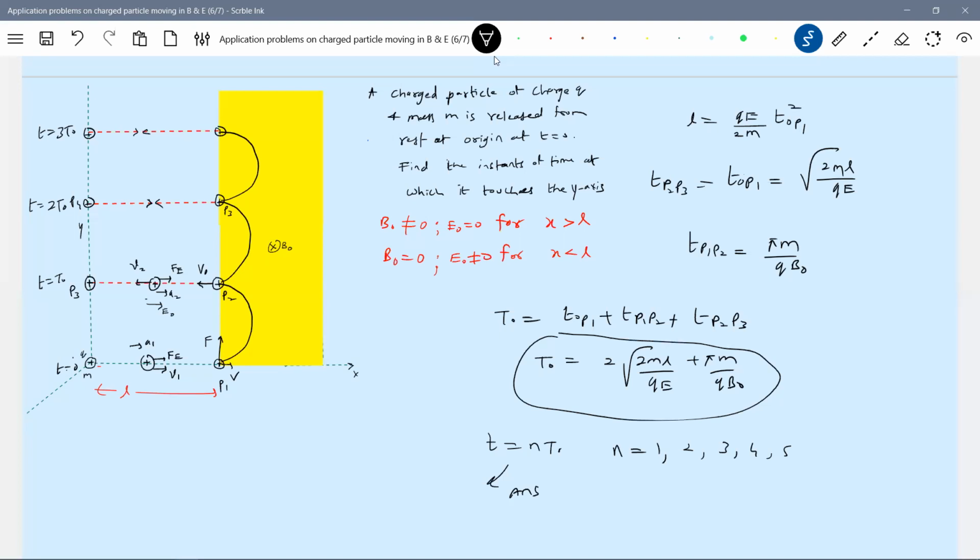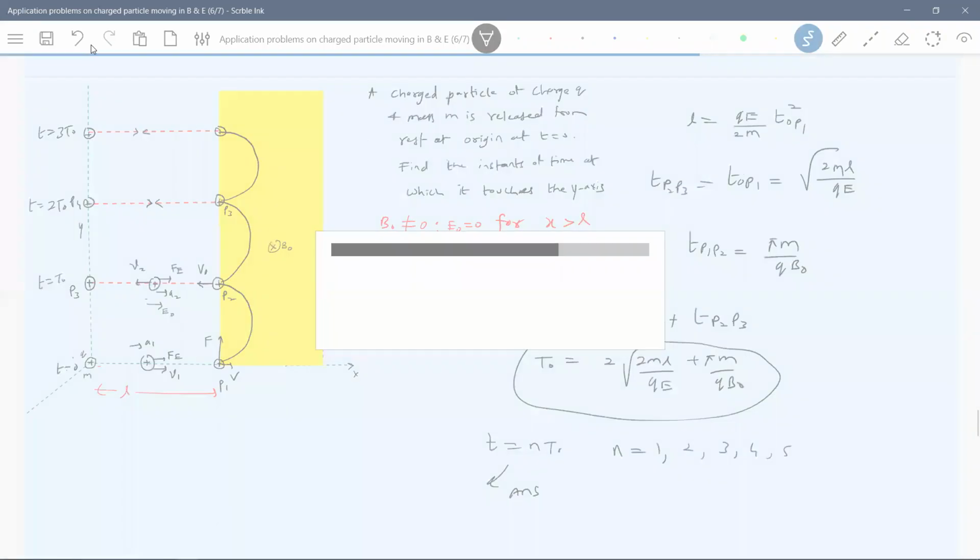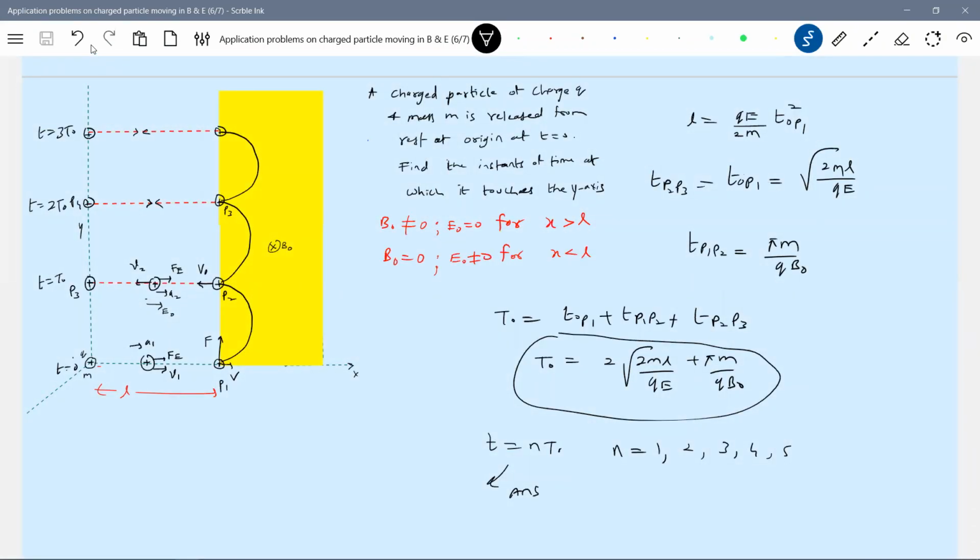Anybody having doubts, you can clarify. If you have anything related to this, you can put it in the chat box or unmute and interact with me. I think all these questions are manageable, provided we read the information properly, even myself also. If I don't get the information, meaning in what direction the electric field and magnetic field act, definitely we may go wrong.